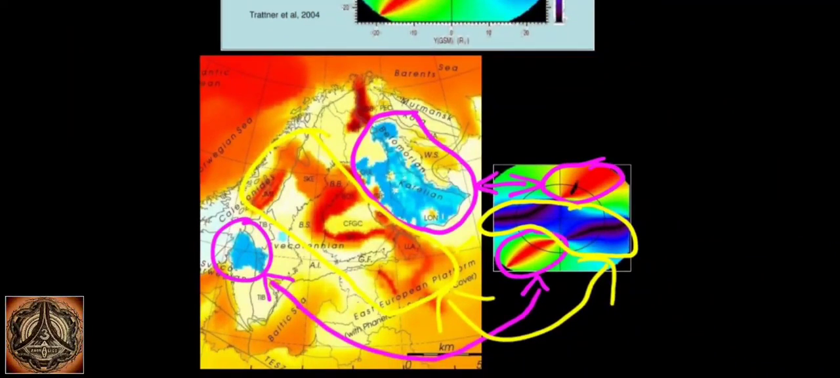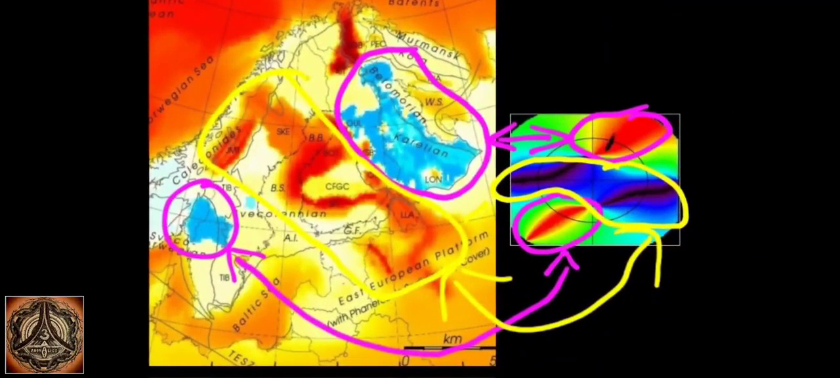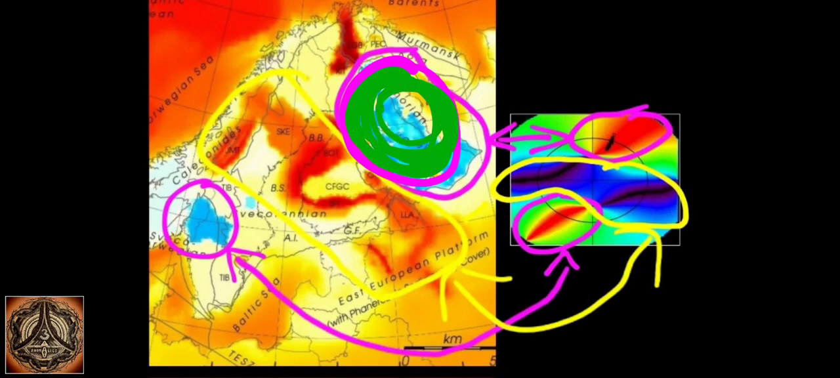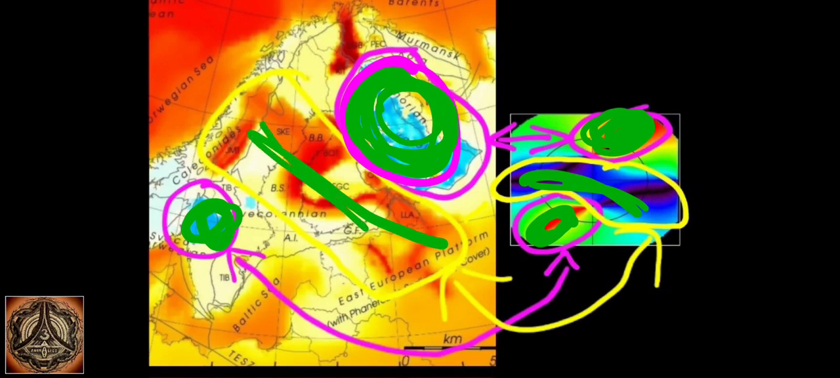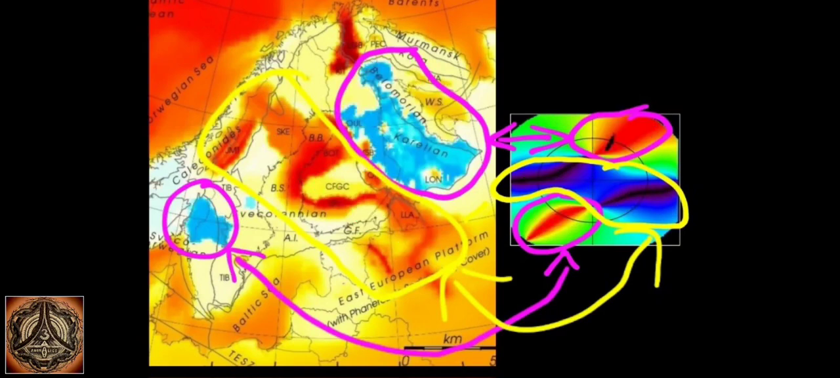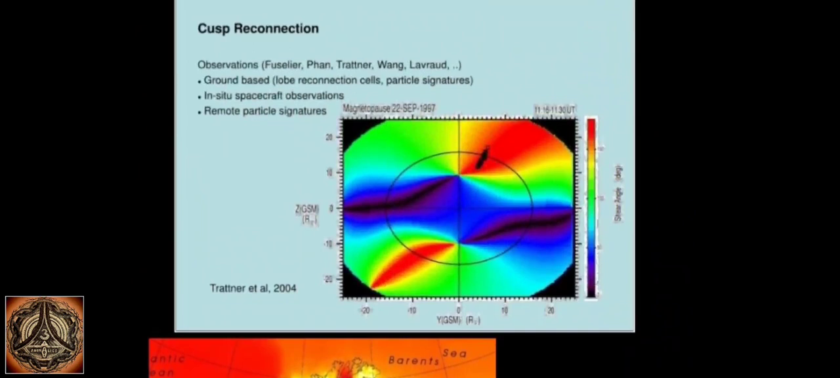And I somehow try to connect the things which I think are very similar, which are these parts. Maybe I have to use another color. Let's use green. There is no green in the picture yet. This part might be this part. This part might be this part. And of course the one in the middle is the one in the middle. And the thing on the right is the cusp reconnection from the Birkeland current of our Earth, from the magnetosphere.